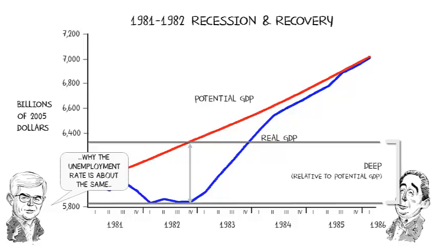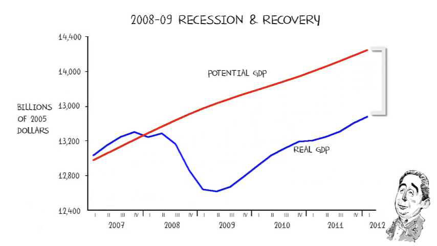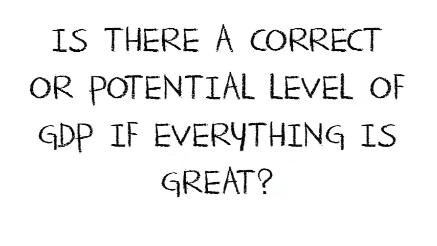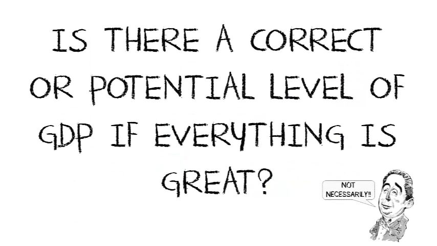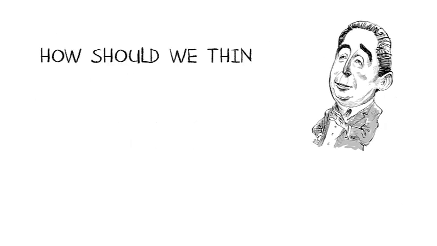Mm-hmm. So if we think about this gap, and I have to confess my Hayekian side makes me a little bit uneasy with potential GDP, because what that's suggesting is that there is a correct or potential level of GDP if everything worked great, but of course that trend, which is what it's based on, could have been an exaggerated period of growth because of distortions of various kinds. How should we think about that gap?